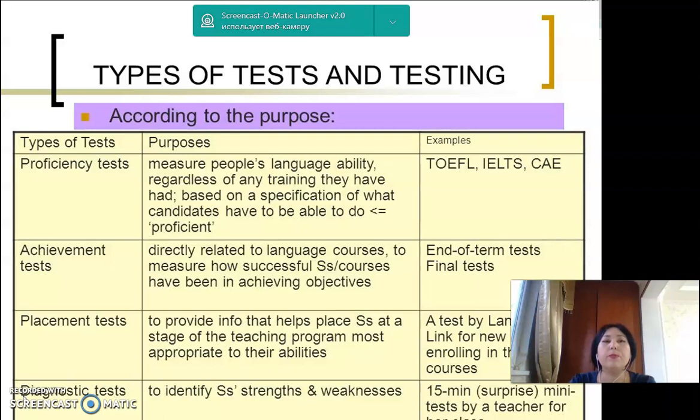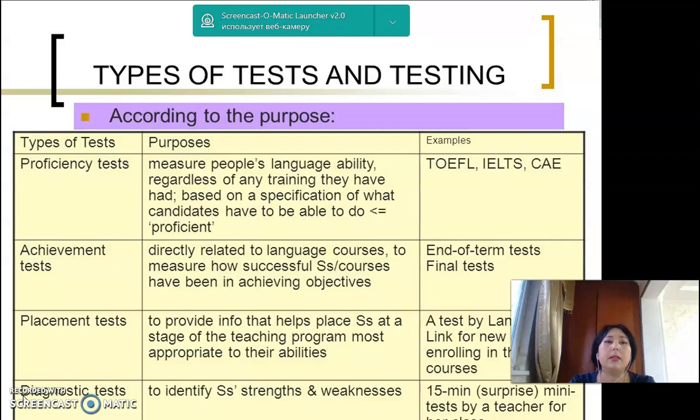The purpose of proficiency tests is to measure people's language ability regardless of any training they have had, based on a specification of what candidates have to be able to do. As examples of such proficiency tests, we can name TOEFL, IELTS, CAE.